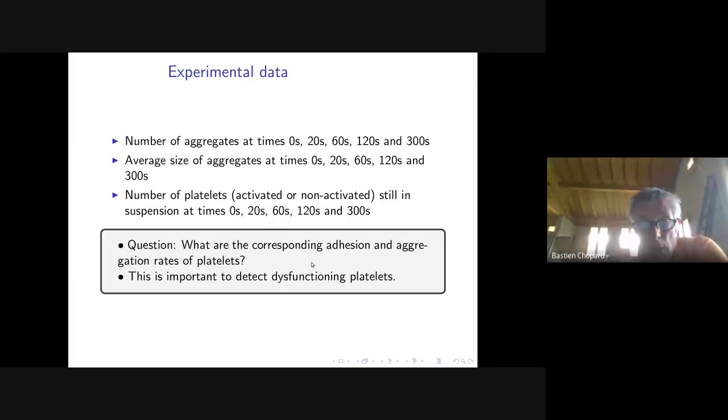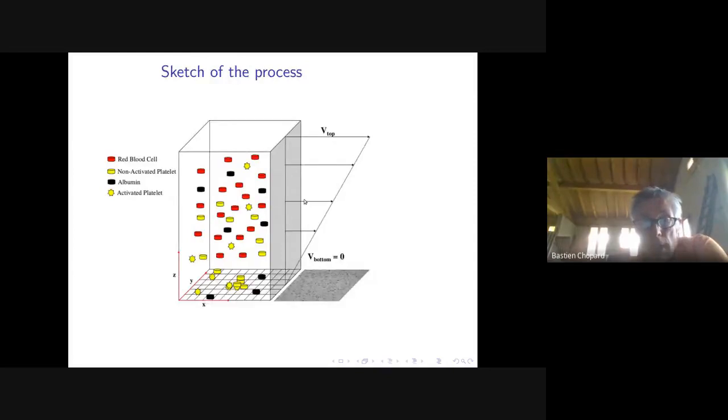So the idea is from the picture, can we get this value? So that's the sketch of the experiment. Basically, you have here this deposition window, which is 1 millimeter by 1 millimeter, and you have a layer of blood which is about 1 millimeter too, and you impose a shear rate, okay?